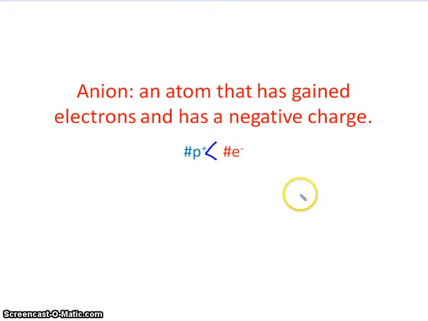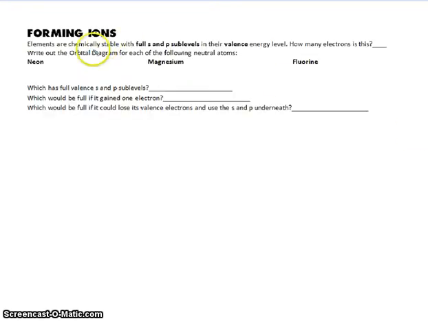But that's not just some random thing where they decide to gain or lose an electron. There's a reason for it, and it has to do with what you've been learning about electron configuration. Elements are going to be chemically stable if they have full S and P sublevels in those valence, or outermost, energy levels. An S sublevel can hold 2 electrons, and a P sublevel can hold 6 electrons. If both of those in the outermost energy level are full, that gives you a total of 8 electrons. So if an atom has 8 valence electrons, it's chemically stable.